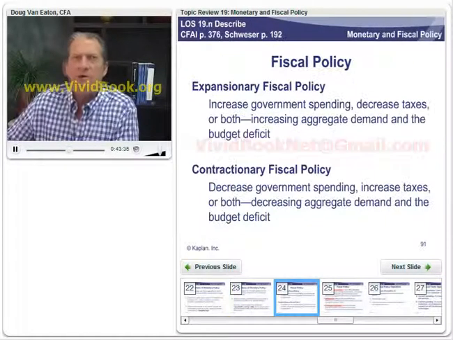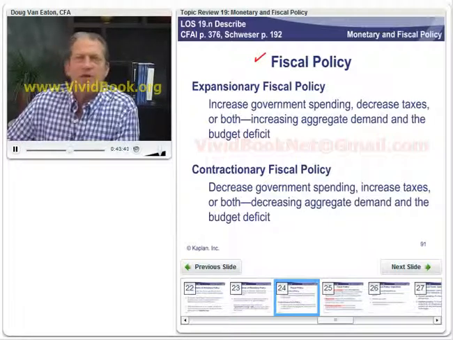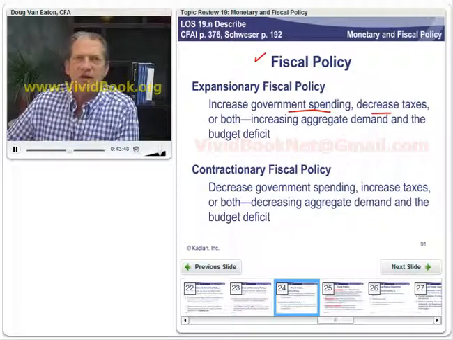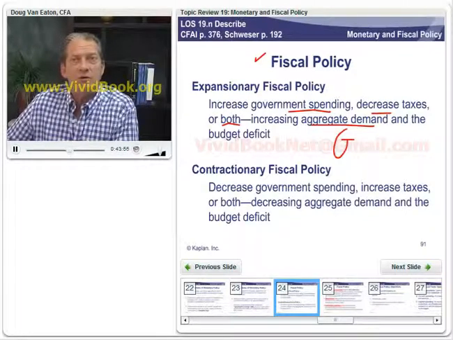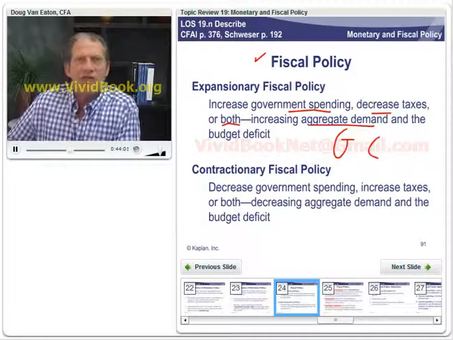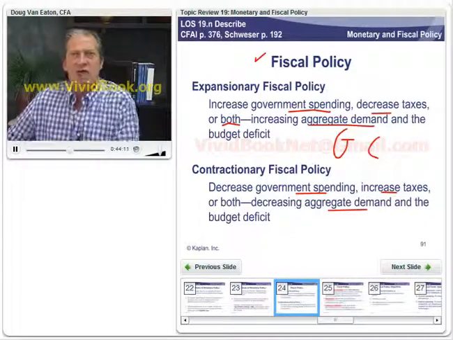Yeah, there we go. Okay, fiscal policy. We wrapped up monetary policy. For now, let's talk about this fiscal policy. Well, this is what we described before. Increase spending or decrease taxes, or both, which increases aggregate demand through G, but also through consumer spending because of the taxes. Contractionary fiscal policy, just the opposite, decrease government spending or increase taxes, or both, and decrease aggregate demand.